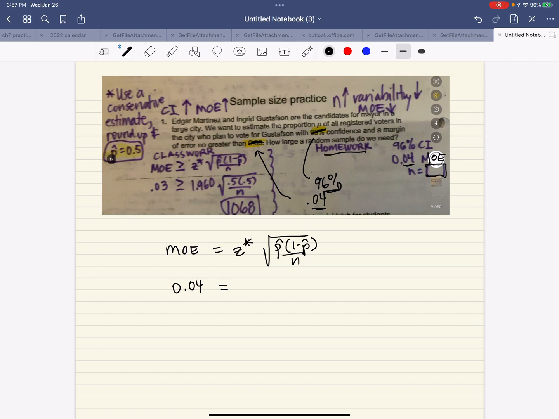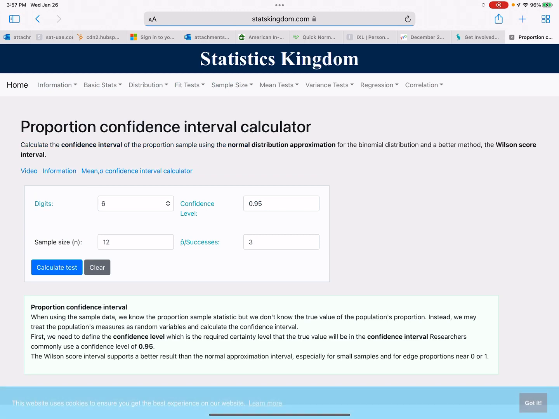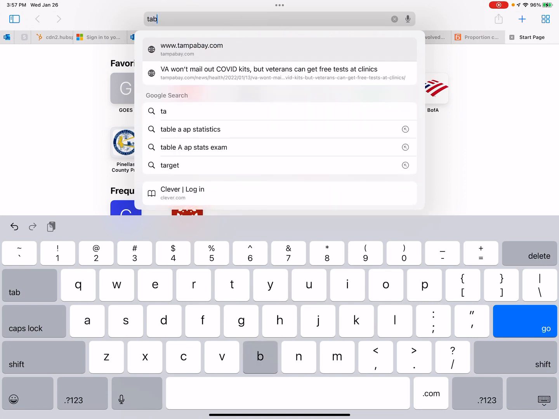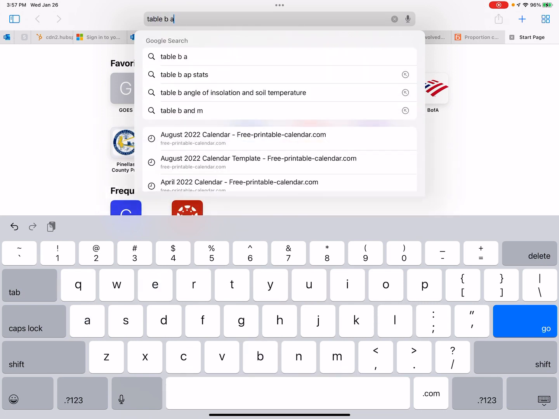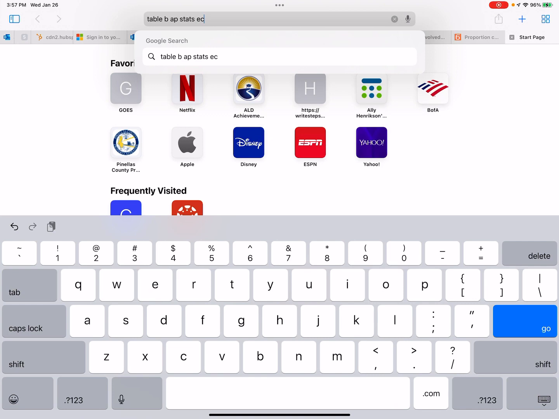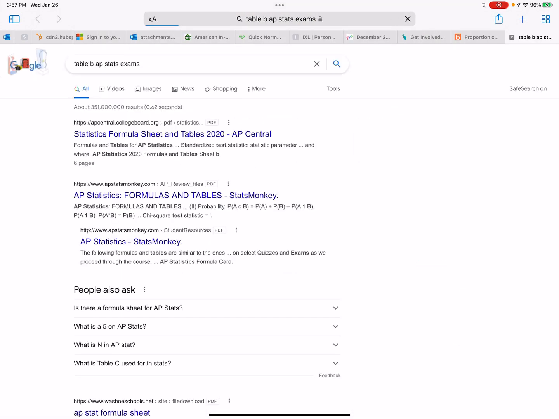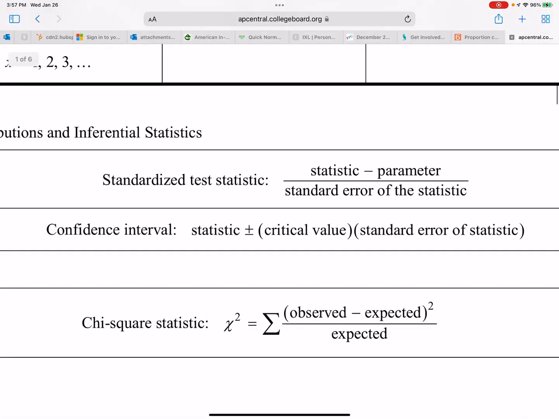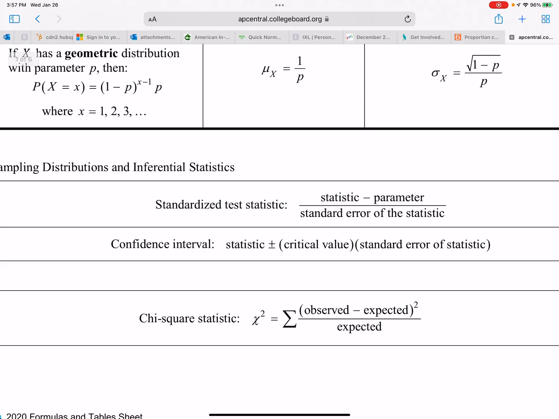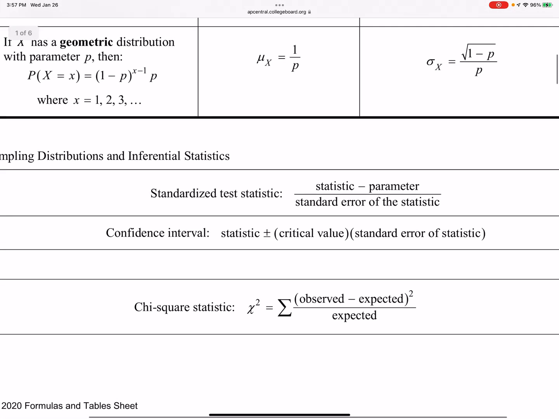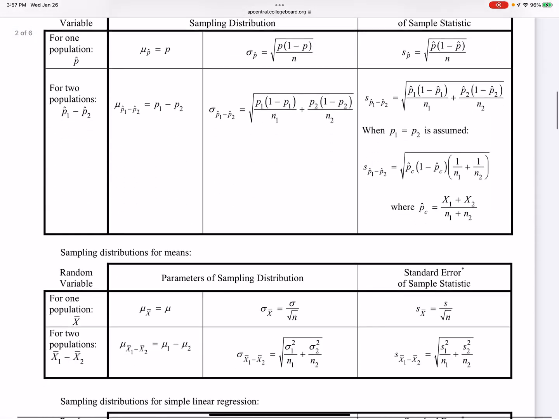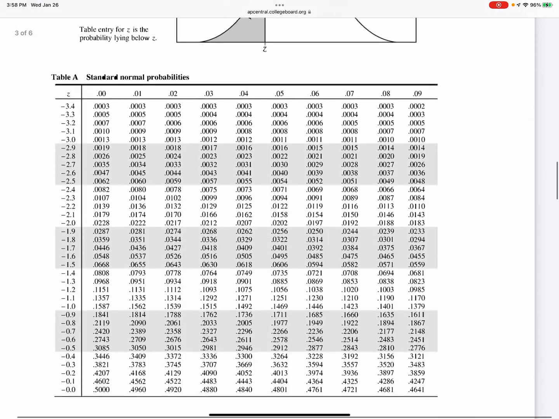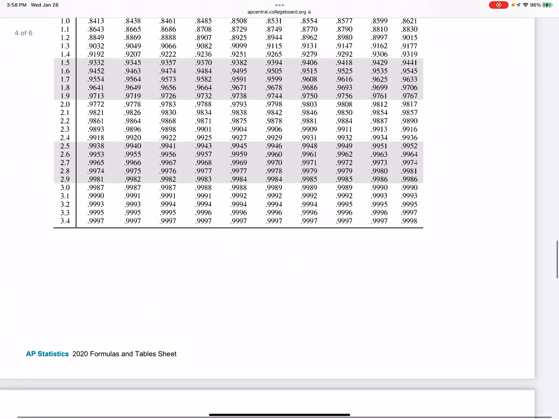So you may have looked that up in class. I'll put table B, AP stats exam, or I could just put AP stats formula sheet on AP Central. I look through my formulas and I see this confidence interval is my statistic plus or minus critical value times standard error. Some of these formulas are starting to look like I know what I'm doing. And I get to my table A and my table B.